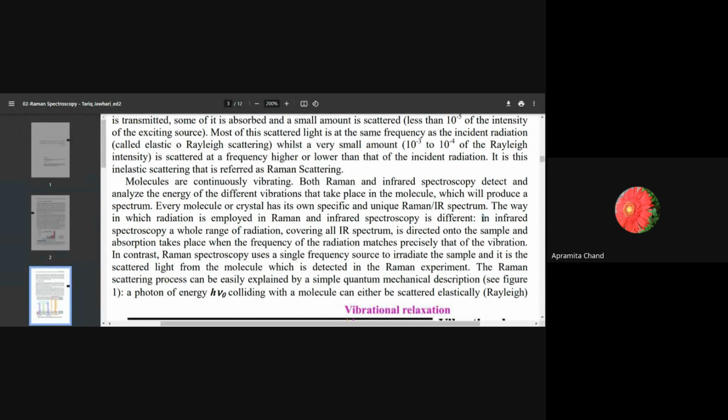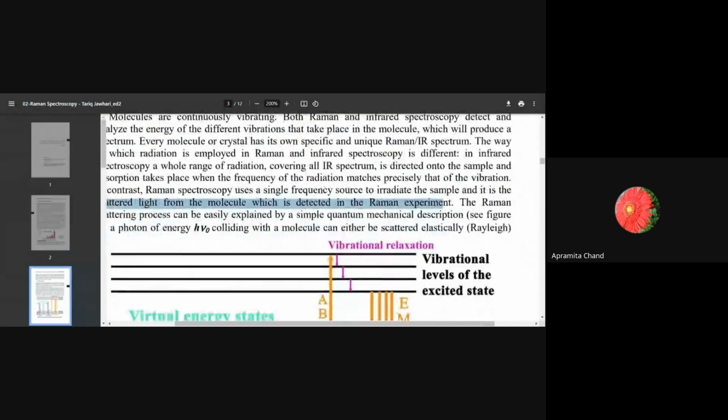Because in IR, we are giving an entire range of radiation which covers the entire IR region, and that is directed onto the sample, and absorption takes place when the frequency of the radiation matches that of the vibration. So matching is a criterion for IR spectra. But Raman spectra just uses a single frequency source, because here what is the focus? The focus is the scattered light from the molecule, whether it is elastic, inelastic, and how much it is scattered. Okay, so the quantum mechanical description is like this.